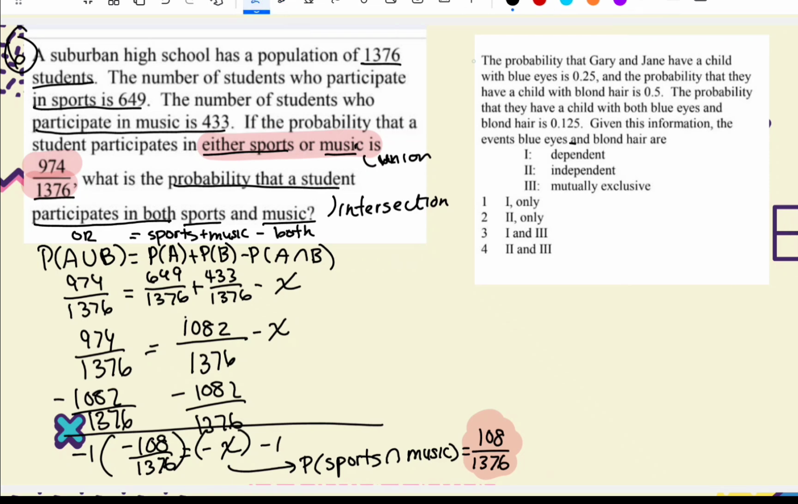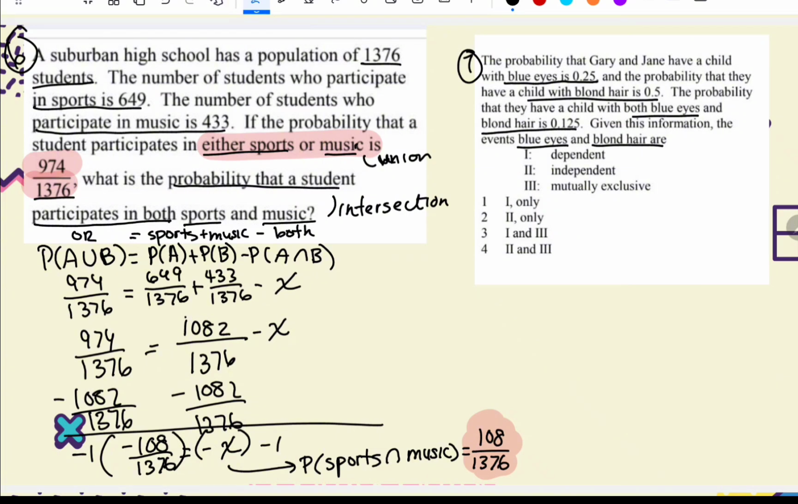Now question number 7 says, the probability that Gary and Jane have a child with blue eyes is 0.25. The probability that they have a child with blonde hair is 0.5. The probability that they have a child with both blue eyes and blonde hair is 0.125. Given this information, the events blue eyes and blonde hair are dependent, independent, or mutually exclusive.